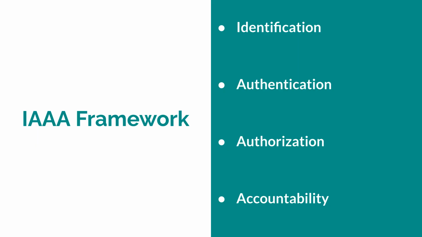The IAAA framework consists of 4 essential steps in access control and accountability. Identification. This step involves individuals claiming an identity when attempting to access a secured system or resource. Identification typically involves providing a username, ID number, or other unique identifier. Authentication. After identification, authentication verifies the claimed identity to ensure it is legitimate. Authentication methods can include passwords, biometrics, security tokens, or other means to confirm the identity of the user.